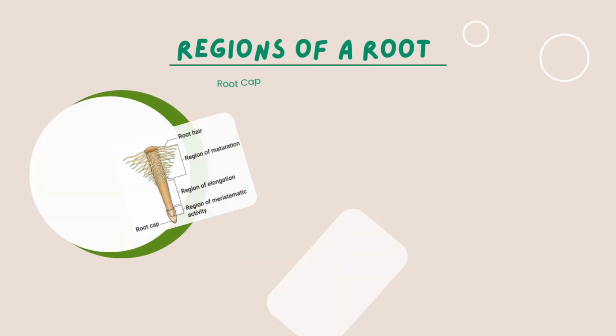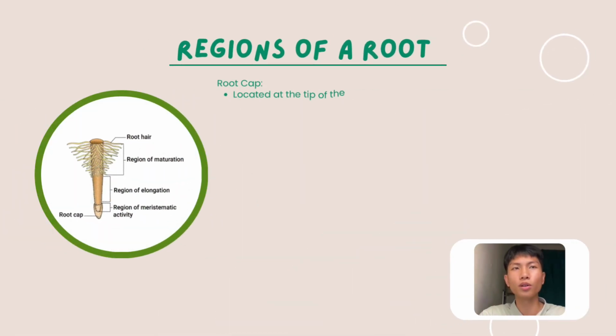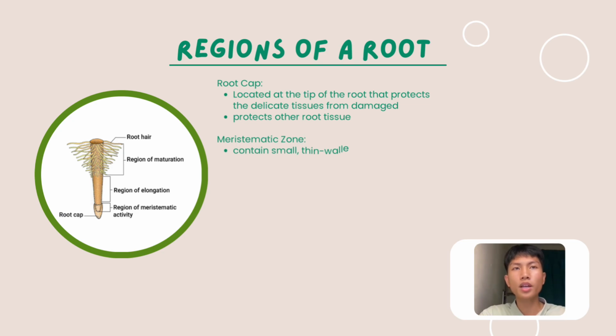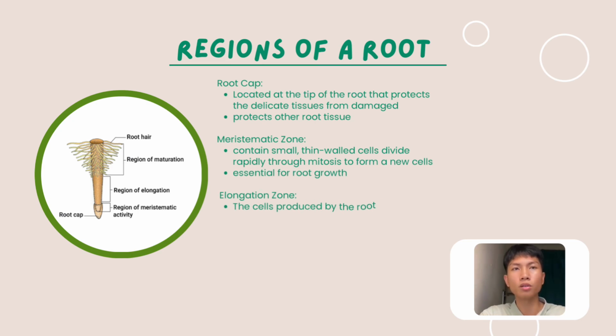So next, we will explore the regions of the root. There are four main regions of roots, each with specific functions. The first one is the root cap. The root cap is located at the tip of the root and protects the delicate tissues from damage. It also protects other root tissues.